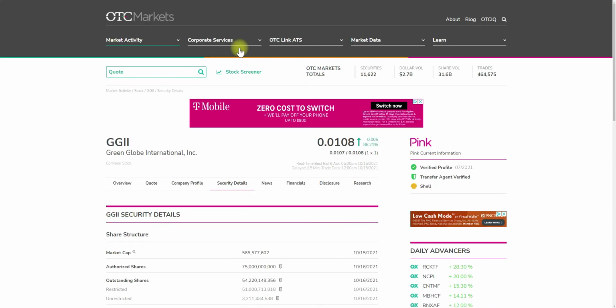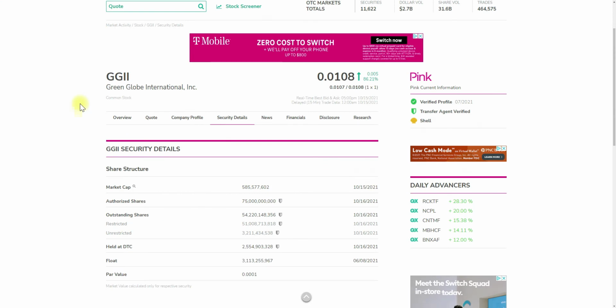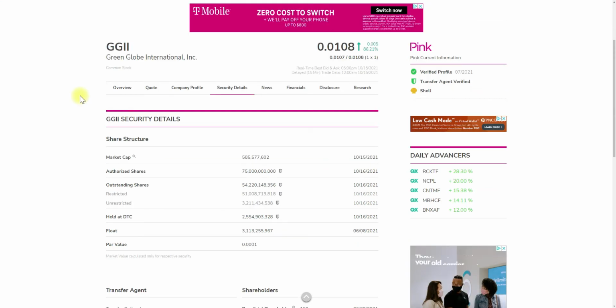GGI. All right. Luckily for this one, they're all on the restricted, but as you can see, this is a huge number. GGI had a huge run. I believe off the top of my head, it went to 16. The reason that it got that high is because we had authorized shares of 75 billion shares. Insane. The outstanding shares is 54 billion.